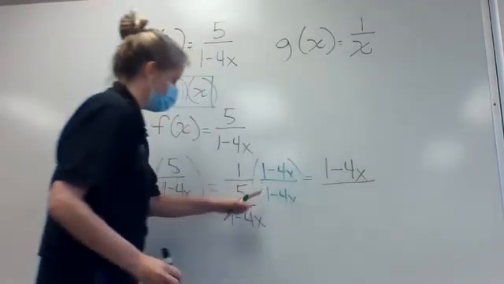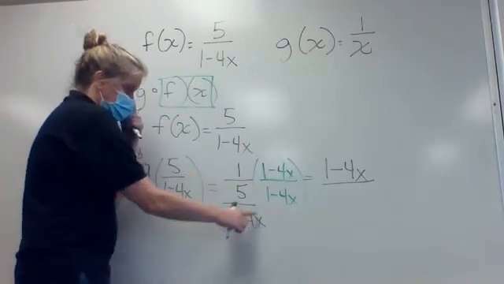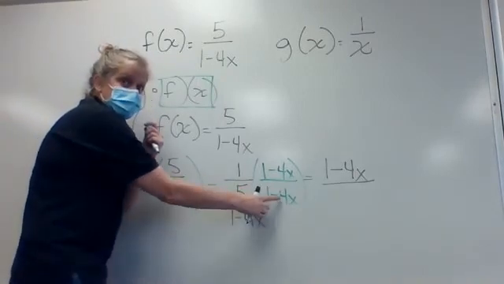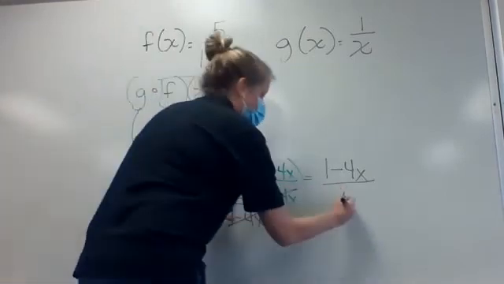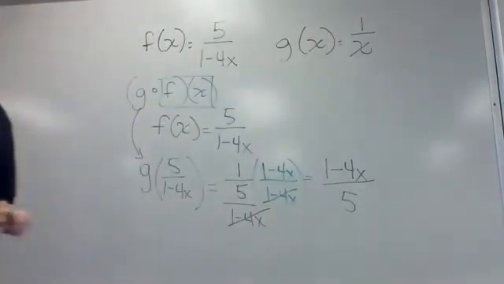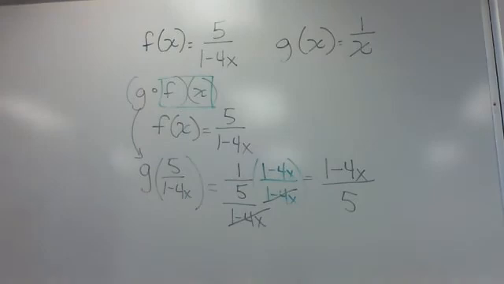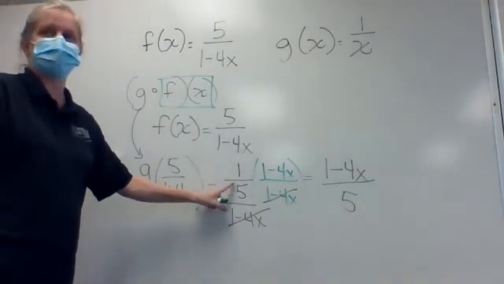And here's why we use this, because what's going to happen in the bottom with these two things? They cancel. So what are you left with? 5. That's it. That's the final answer on that, because the 1 minus 4X is canceled, which means I just had the 5.